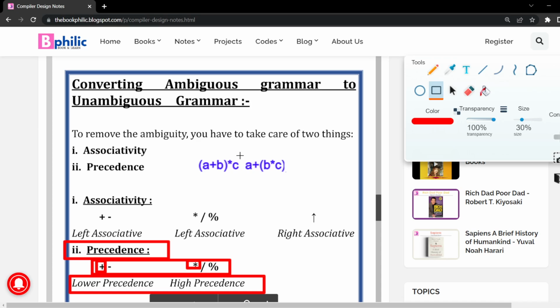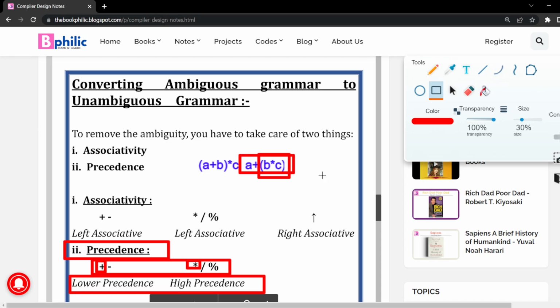So you have to select the production rule a plus b star c. The associativity symbol, that is the bracket written over here, is just to explain to you; it will not be there in the actual grammar. You have to take care of this.